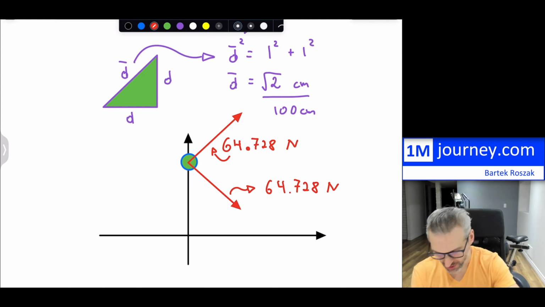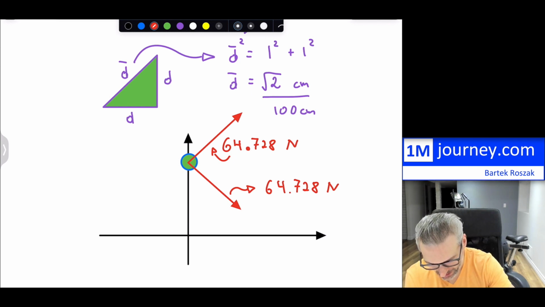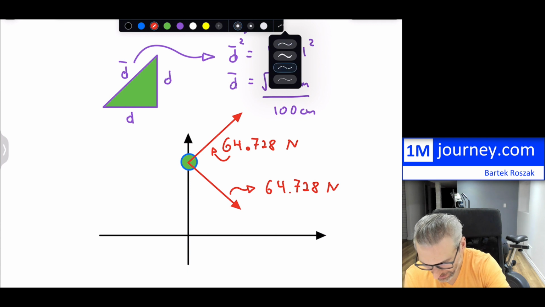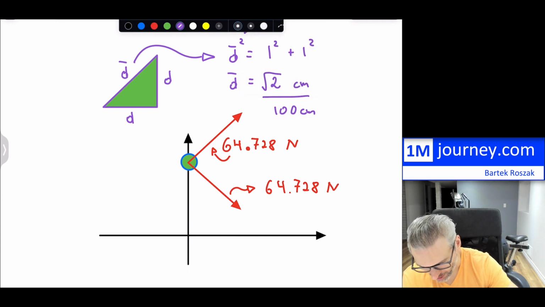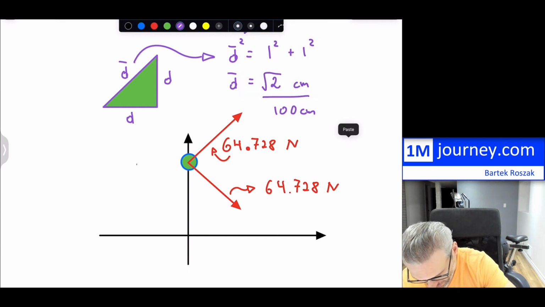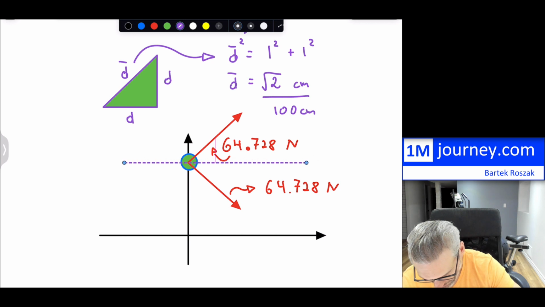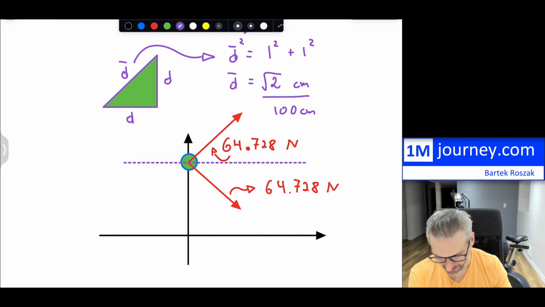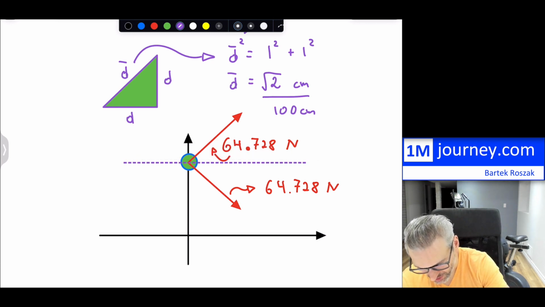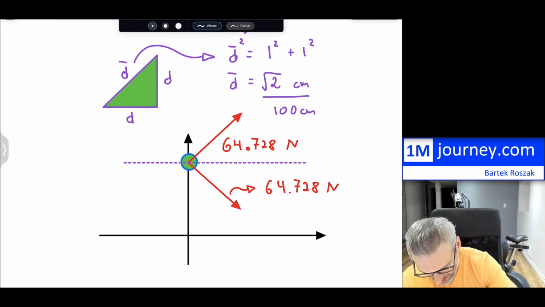Now, how am I going to break this down? If you're looking at this overall, with respect to this being the horizontal, I'm going to put a horizontal line right there. That's what we have. Let me just delete these arrows in here.